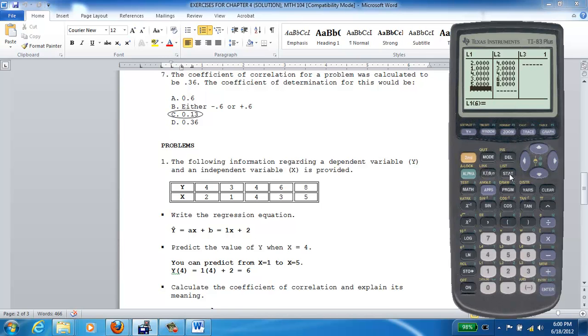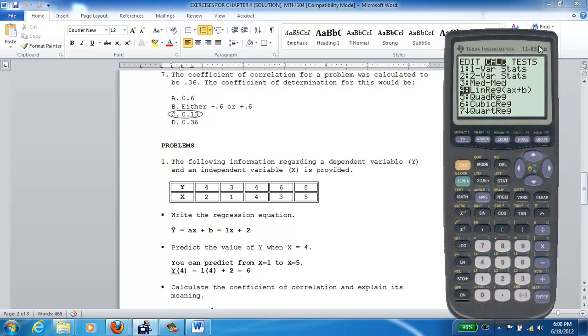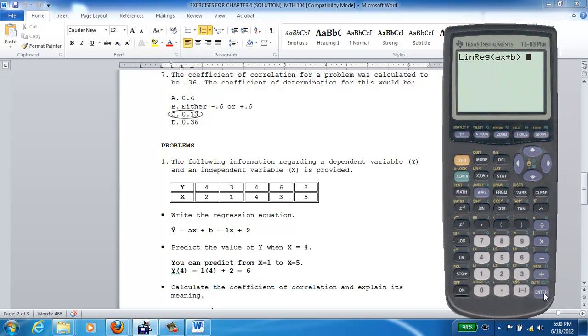Then we go to Stat, we go to Calc, and we go to number 4, and then we click Enter twice. So as you can see, the slope is 1 and the y-intercept B is 2. So your equation will be 1x plus 2. A is 1, B is 2.